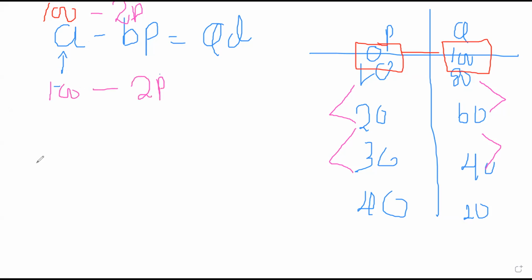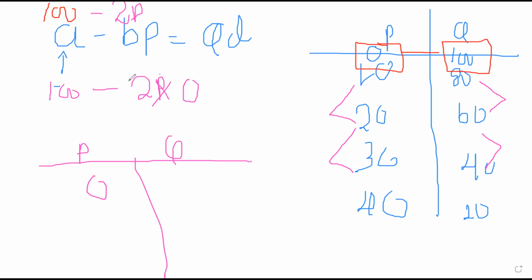First we should know, when the price equals 0, how much is the quantity? Here the P value, this is the Q. Then instead of P, we can substitute 0. When price is equal to 0, 0 into 2 equals 0, then quantity is equal to 100.